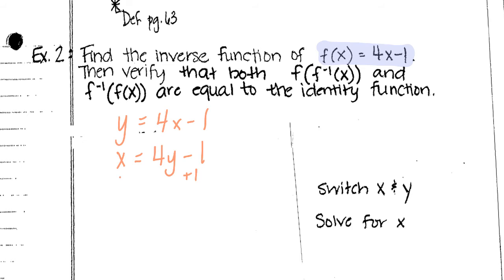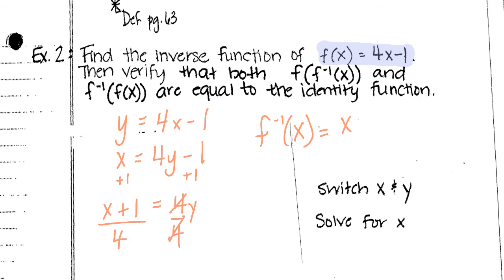I'm going to add 1 over first. x plus 1 equals 4y. When I divide each side by 4, I have the inverse of x is equal to x plus 1 over 4.